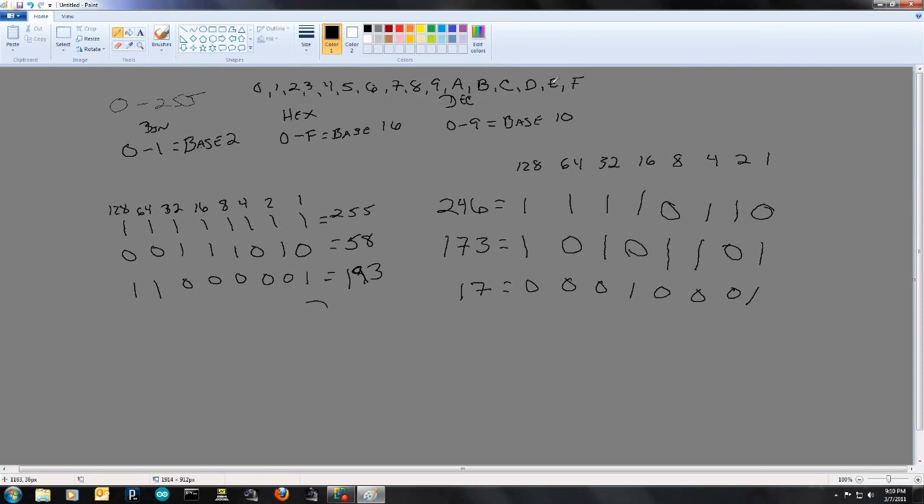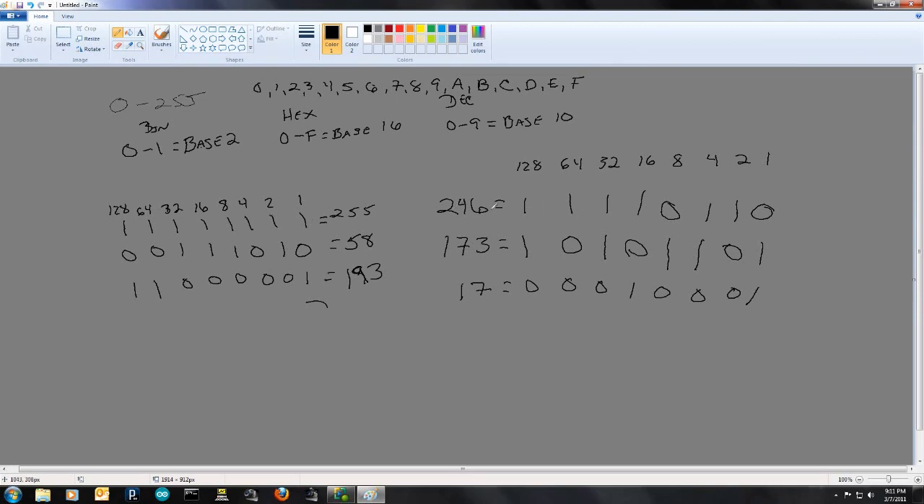F being 15, E 14, D 13, C 12, B 11, A 10, and then 9, 8, 7, 6. So these are our decimal characters. There are ways to take this number and turn it into this number, but the easiest way is to go from binary. So 8 bits in hexadecimal is shown by 2 characters. So you will have 2 characters representing these 8 bits.